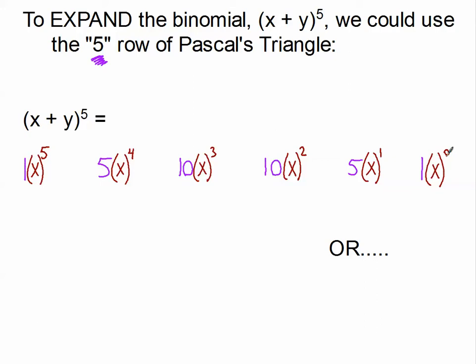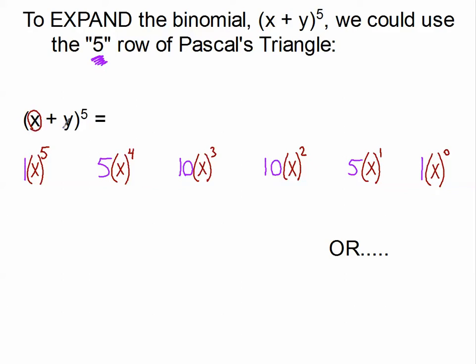So you can see I'm basically just counting down from the exponent that I'm starting with: 5, 4, 3, 2, 1, and 0. Some people don't include this because, of course, anything to the 0 power is just 1. So that's the first variable.